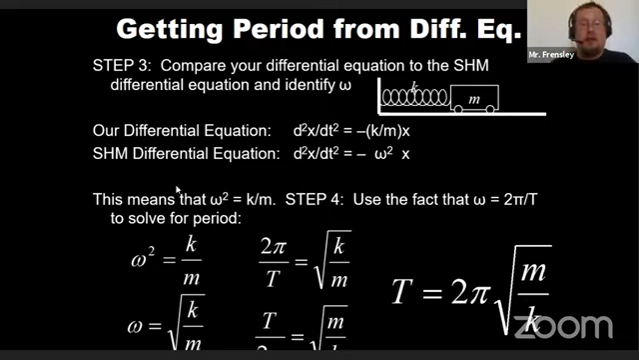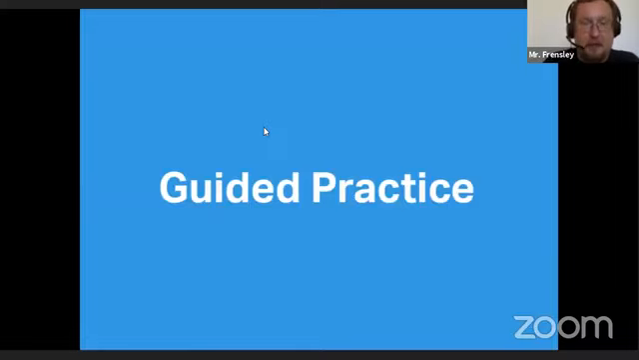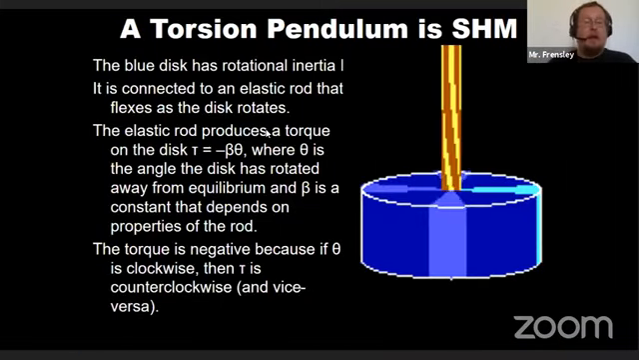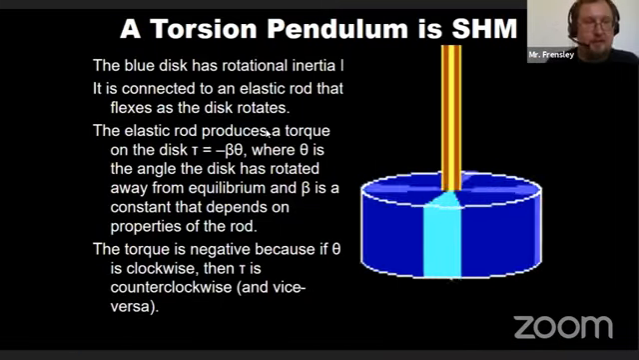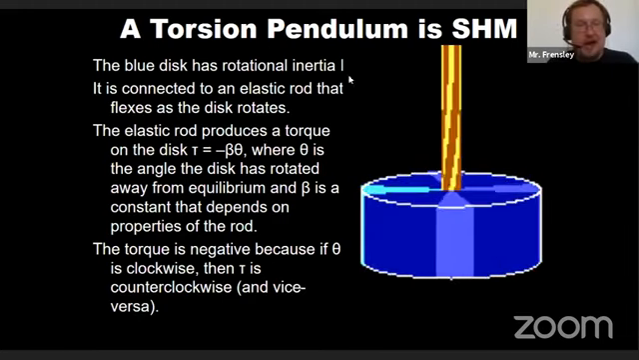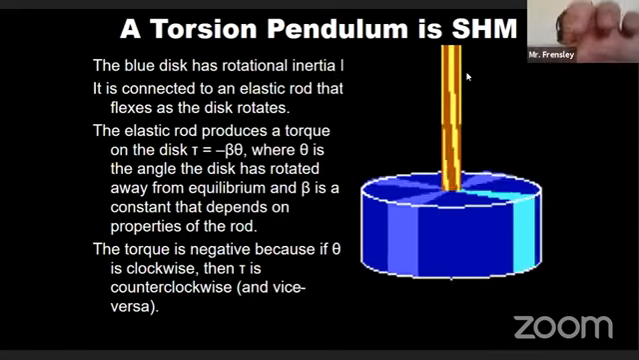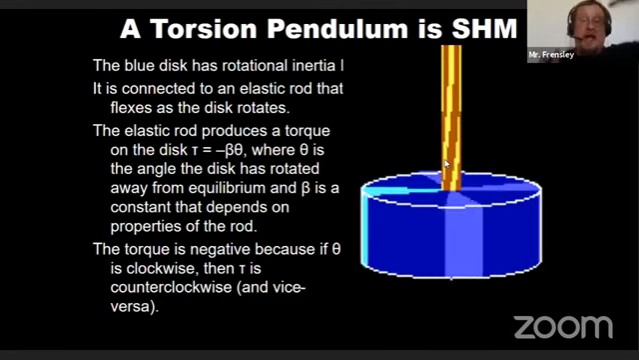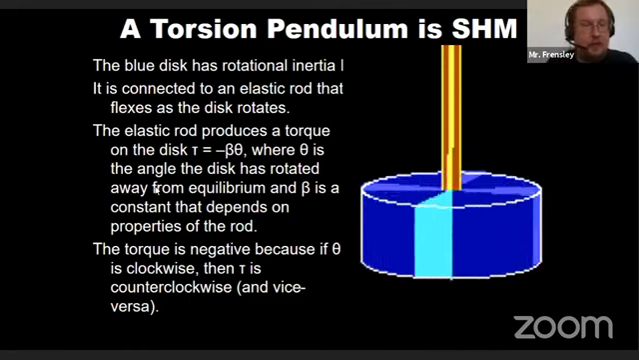All right, so I'm going to let you try this now. This is going to be some guided practice. I want you to look at this. This is called a torsion pendulum. Now, this blue disc has a rotational inertia I, and it's attached to this kind of rod. Imagine this rod is like a really long eraser, right? And it's going to flex. Can you see it flexing as it rotates?